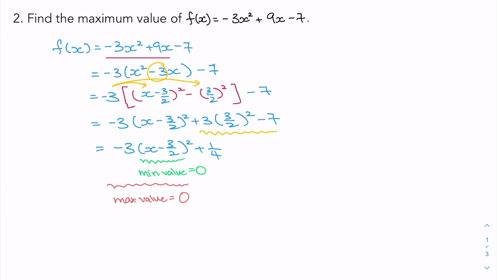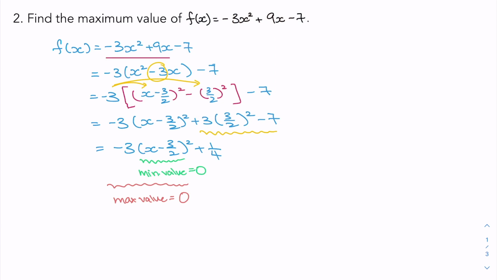Now let's think about that. If within the bracket it was a positive number, negative 3 times a positive number will give us a negative number. So actually, the maximum value of negative 3 times a bracket squared must be 0 itself, because negative 3 times 0 will give you 0, whereas negative 3 times any other positive number will give us a negative number. You might need to take some time to just think about that for a while.